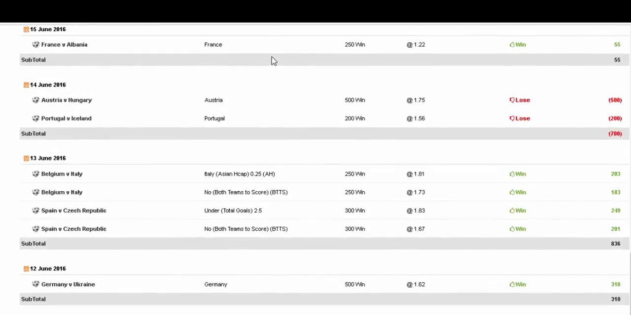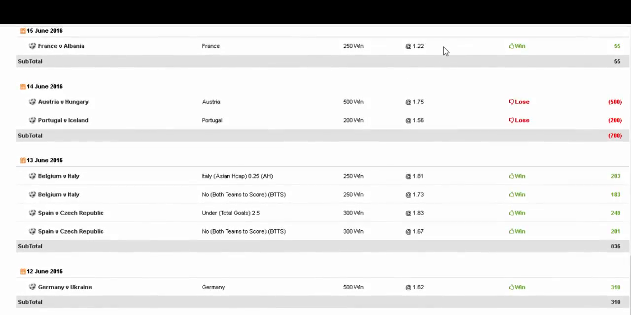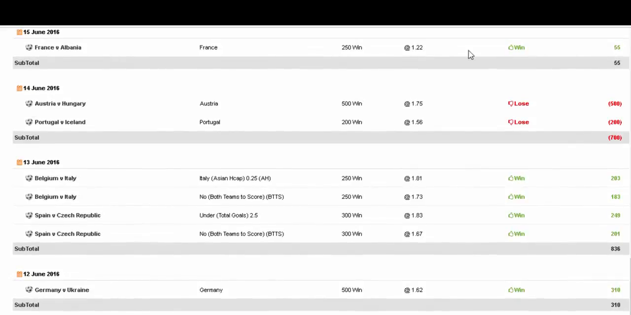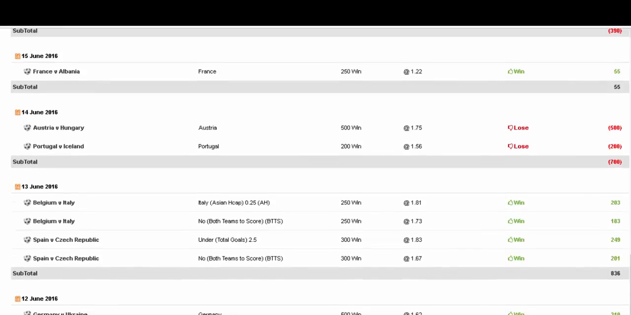France, Albania. France. Now, the odds were very much behind France, so it was a tiny win. There were probably other bets that would have been smarter.